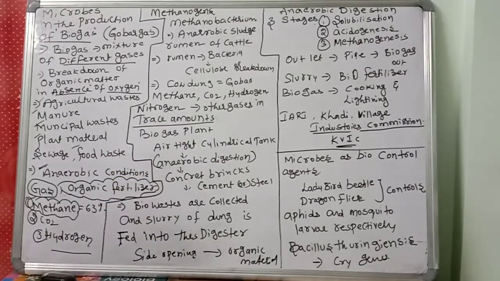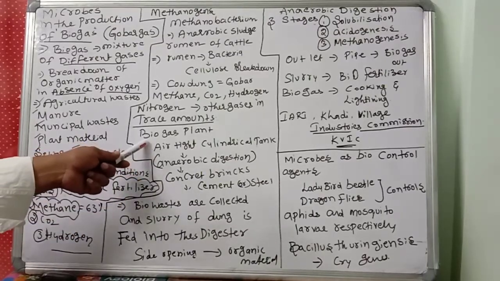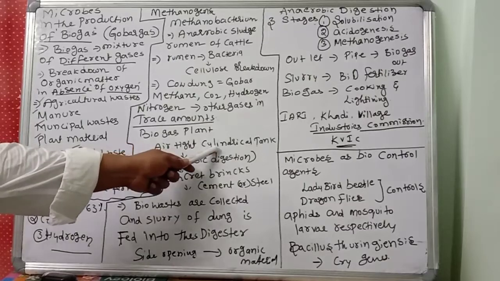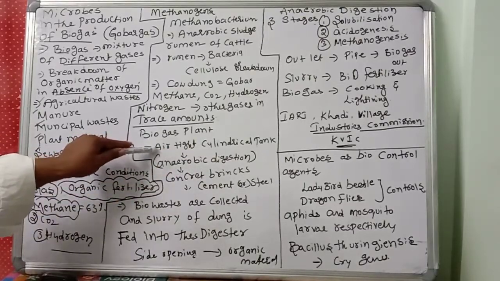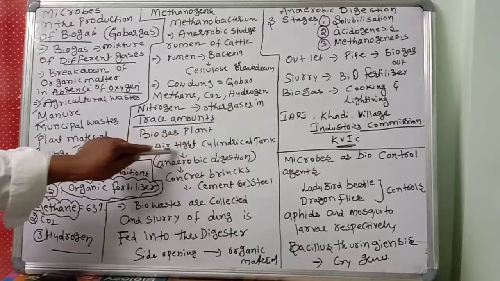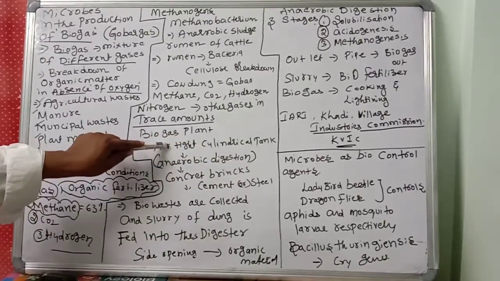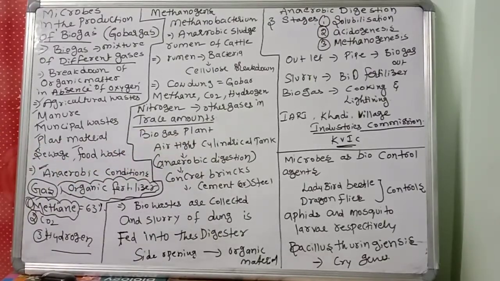Okay, now we are going to discuss something very important, that is called the biogas plant. How will we use the biogas plant, and how can we produce biogas? We can think like that. Okay, we can discuss that biogas plant. Airtight cylindrical tank. So we have to make a pit and we have to construct it airtight. Air should not enter. What we call an airtight cylindrical tank.